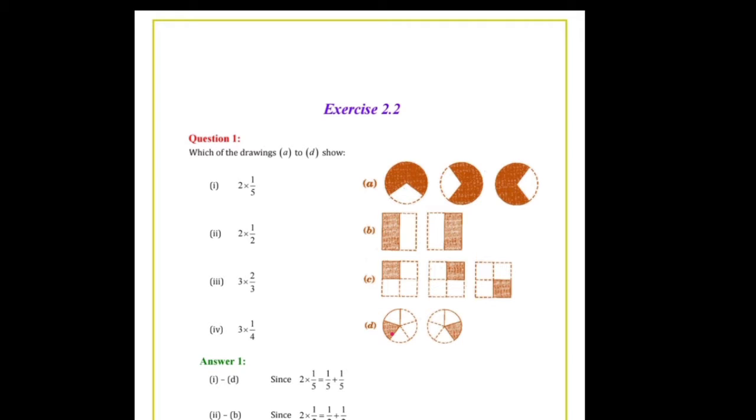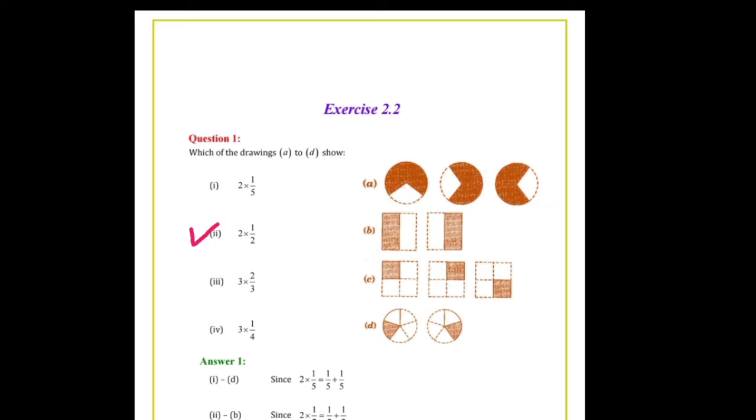Okay, got it students? See, here 1 part, here 1 part. So 2 figures total, and total 5 parts, and its 1 part is shaded. That means its answer is D. Okay, got it students? Now second number, 2 times 1 upon 2.